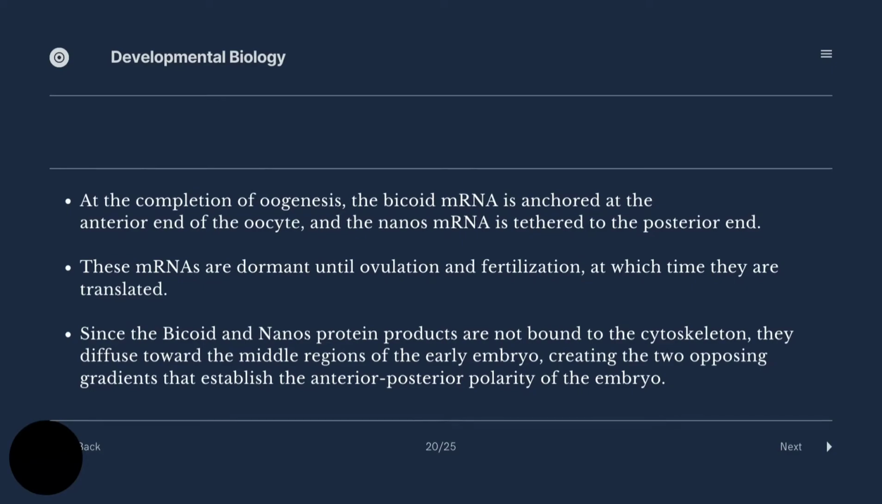And at the completion of oogenesis, the bicoid mRNA is anchored at the anterior end of the oocyte, and the nanos mRNA is tethered to the posterior end. These mRNAs are dormant until ovulation and fertilization, at which time they are translated. Since the bicoid and nanos protein products are not bound to the cytoskeleton, they diffuse toward the middle regions of the early embryo, creating two opposing gradients that establish the anterior-posterior polarity of the embryo.